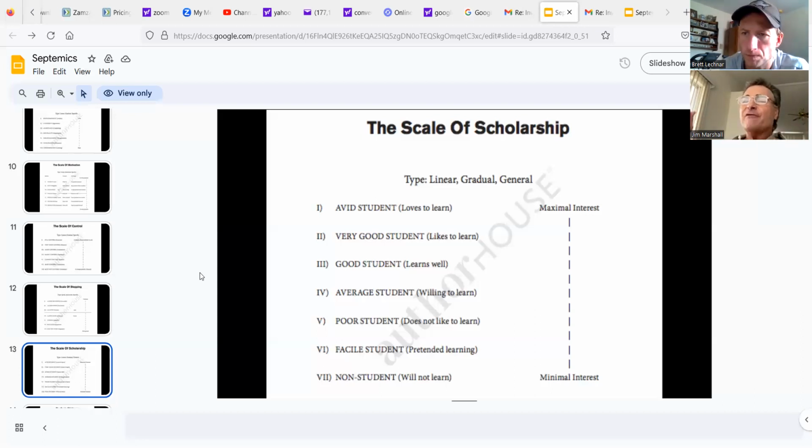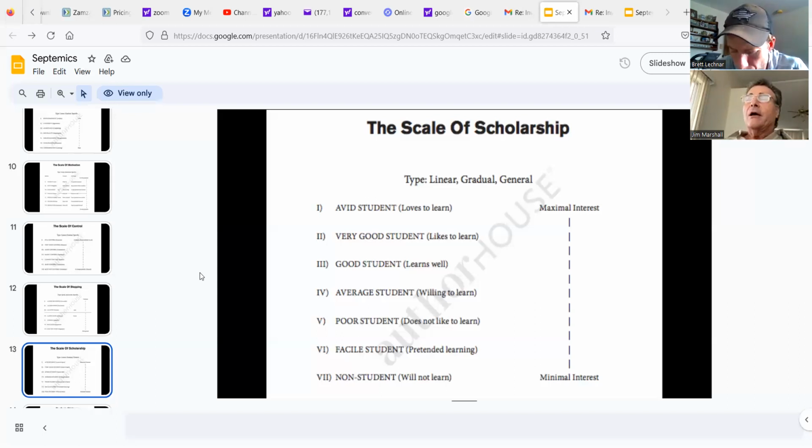A person who is an avid student, that's level one, has maximal interest. He's intensely interested in learning, or at least learning the subject. And a person at the bottom, what I call a non-student, has minimal interest. You can't say no interest because there's always some interest. I mean, even a catatonic in a mental hospital has some interest. He'll eat if you bring him food. So that's some interest. So it goes from minimal to maximal. So what are we looking at? As you go down the scale, the person has less interest.